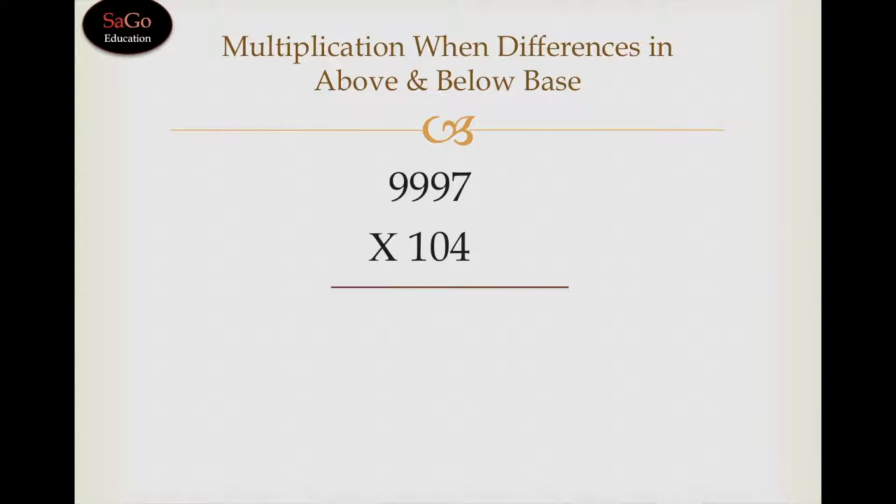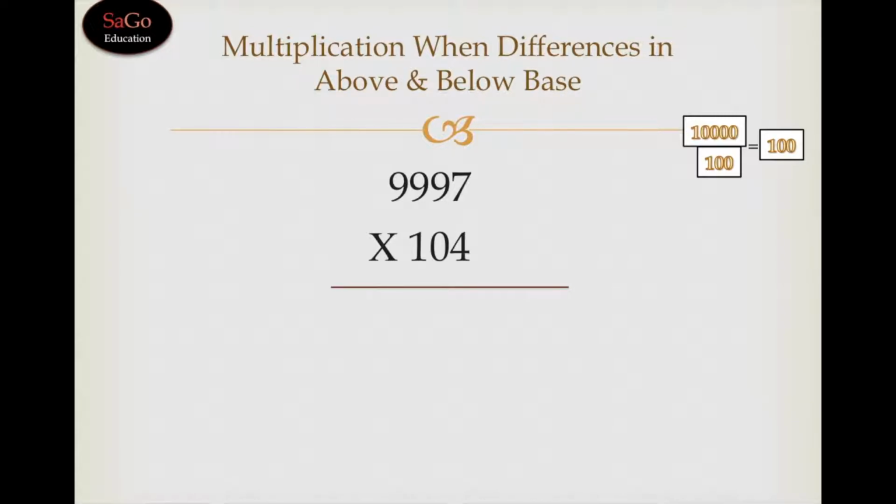In this video, we learn how to multiply above base and below base numbers when there are differences also in the bases. 9997 has its base 10,000, 104 has its base 100. Take out the difference by dividing these two numbers and it would come 100.